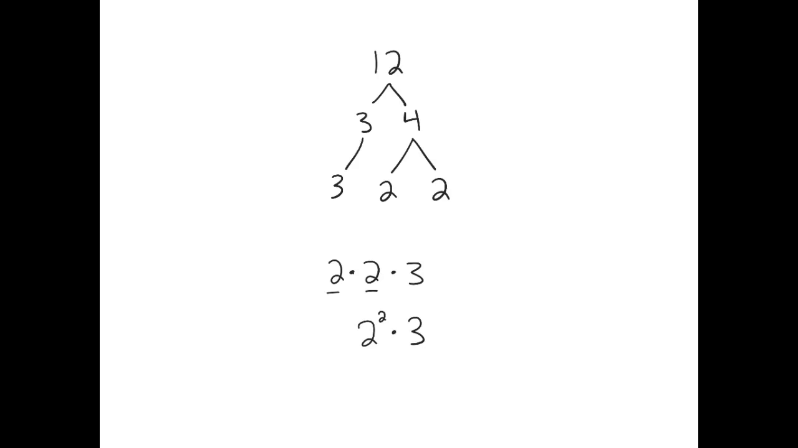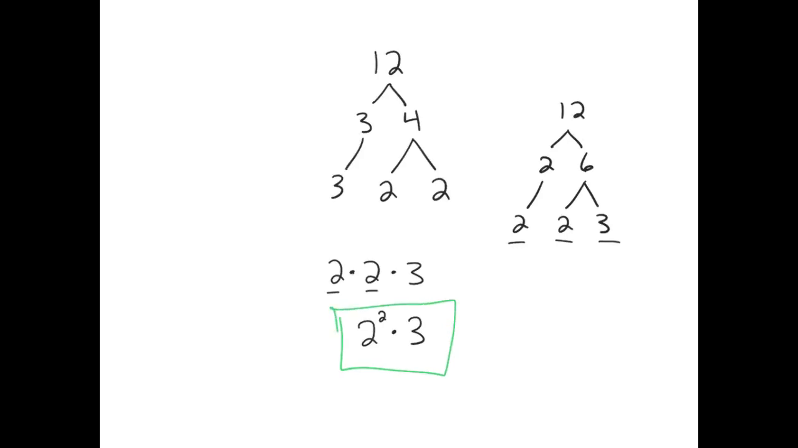Now you might be thinking there's another way you could break down 12, because isn't 2 times 6 also 12? Well, 2 is prime, and if I break down the 6 into 2 times 3, I get the exact same three numbers, 2 twos and a 3. So this is the prime factorization of 12. The nice thing is it doesn't matter how you break the number down. At the bottom row, if you put the factors in order from least to greatest, you will get the exact same answer.